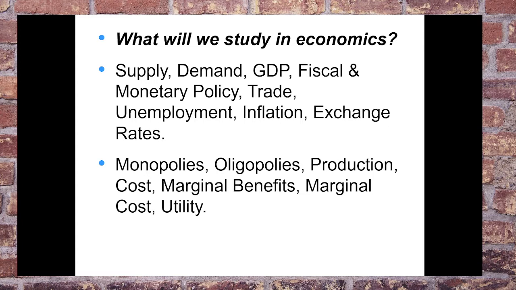Then we look at microeconomics, which again also covers supply and demand, and choice and things like that. And then we have oligopolies, monopolies, production cost, marginal benefits, marginal cost, and utility. So those are the topics. I mean, add five other things in there, and we've probably covered the whole course. So let's dive into this a little bit and talk about why we study economics.